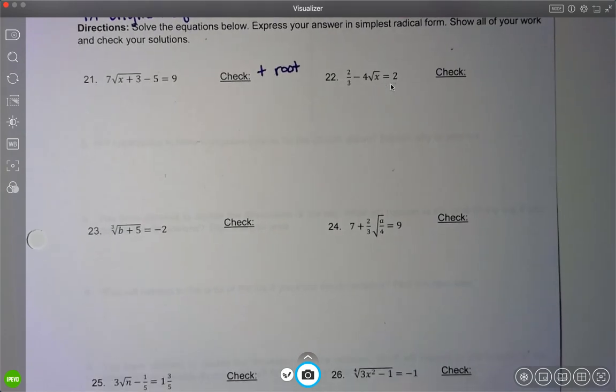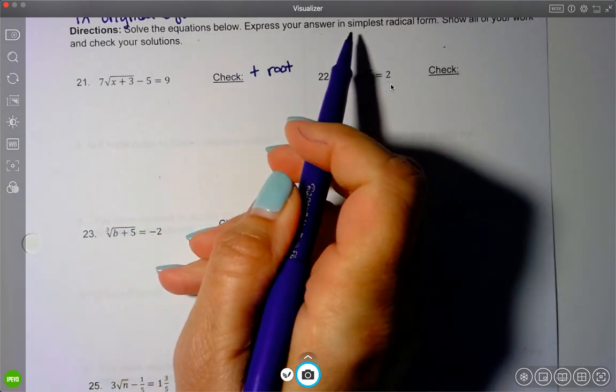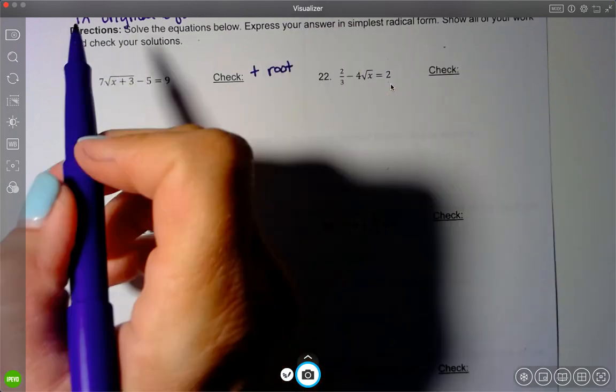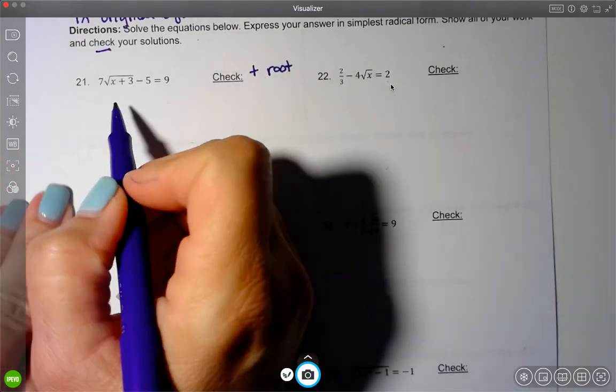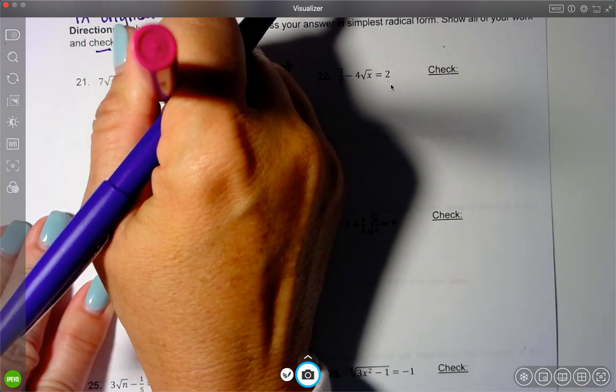All right. So solve the equations below. Express your answer in simple radical form. Show all of your work and check your solutions. You have to check your solutions on these. So you get your radical by itself first. So go ahead and do the inverse operation. Add 5 to both sides.